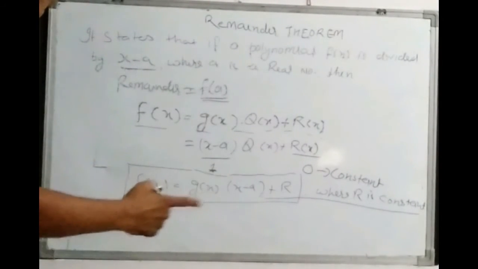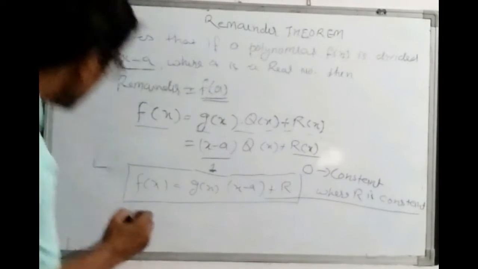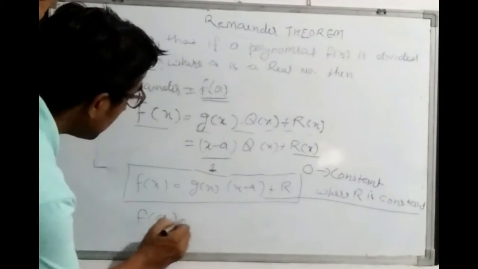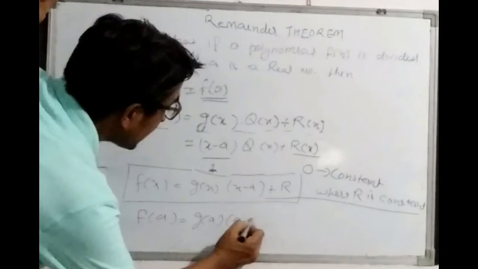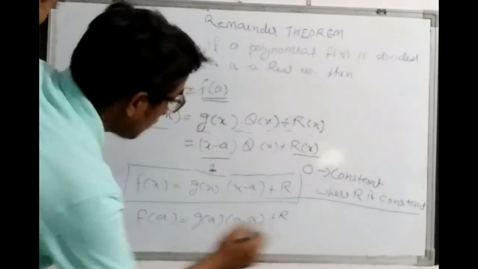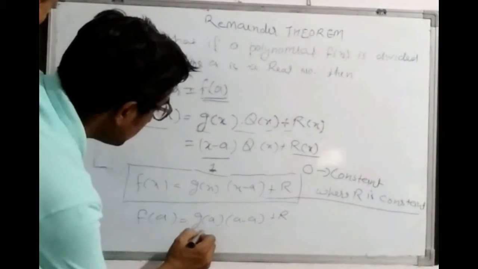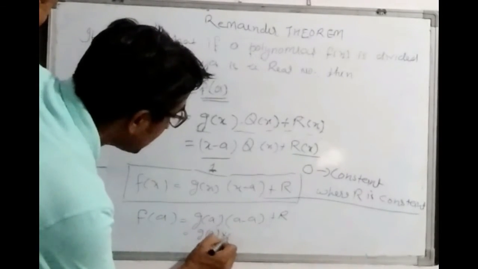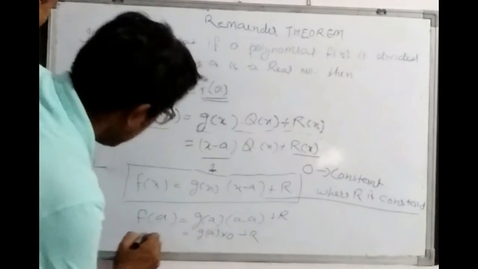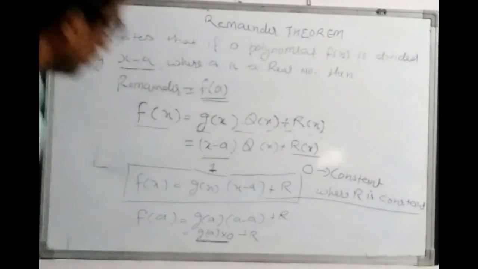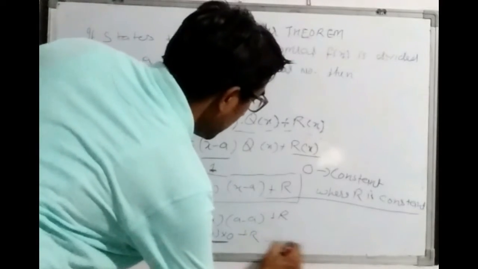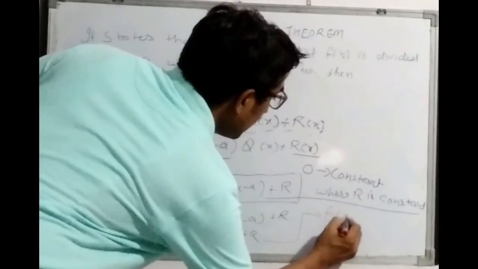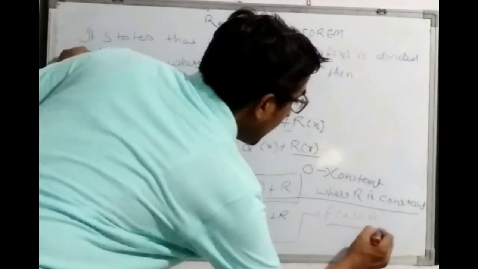So how will we find f(a)? We will replace x by a. So f(a) is equal to g(a) multiplied by, replacing x by a, a minus a, plus r. So what will we get? g(a) multiplied by 0 plus r. So this term is equal to 0. So ultimately what we will get? f(a) is equal to r. From here, f(a) is equal to r. What is r? r is the remainder.